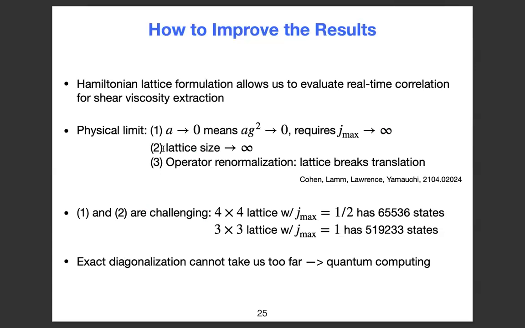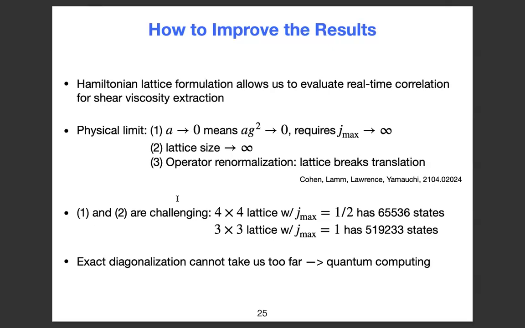And finally, since we're using a lattice, it breaks the translation symmetry of the continuum theory. So the T mu nu operator may no longer be a conserved current. That means we need to do some extra operator renormalization in the physical extrapolation. This has been discussed in this paper, like how you define your operator for better convergence behavior.